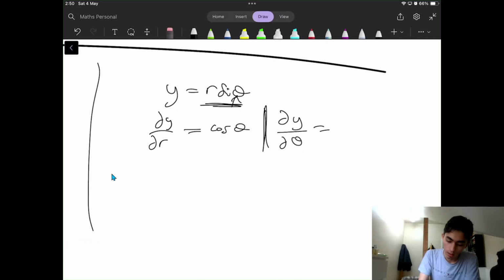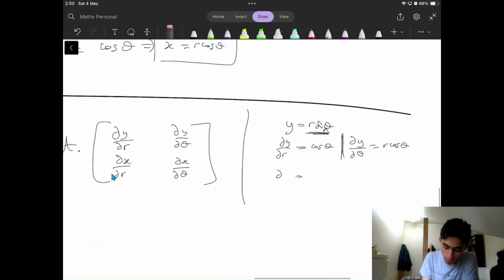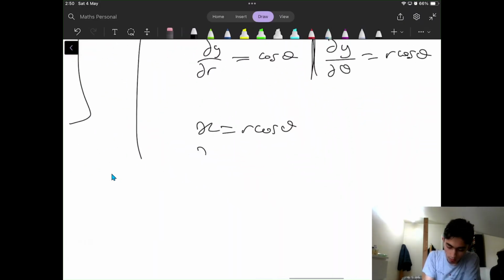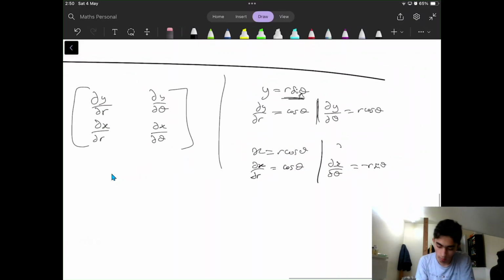It's r cosine theta, because the sine theta differentiates to cosine theta, and the r is treated as a constant because of the partial derivative with respect to theta, right? We can do the exact same thing with x, partial x over partial r. Before I do that, I'm going to write that x equals r cosine theta. Partial x over partial r is equal to cosine theta, and partial x over partial theta is equal to negative r sine theta, because the cosine differentiates to negative sine and the r is treated as a constant, right?